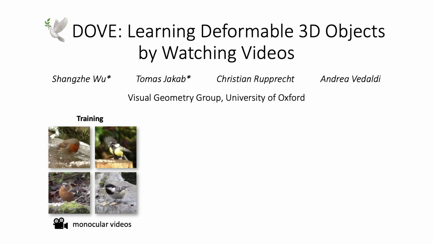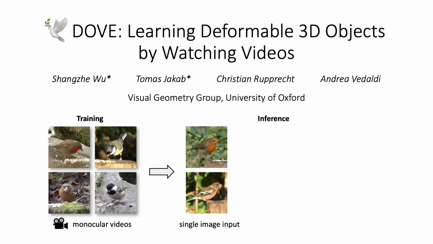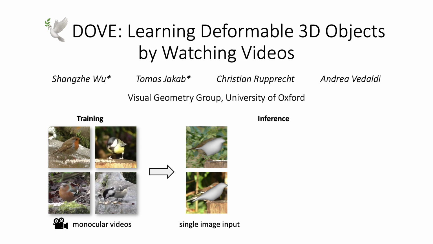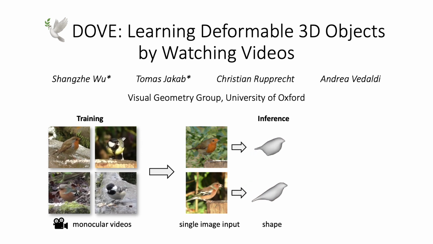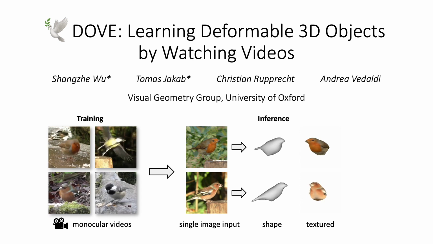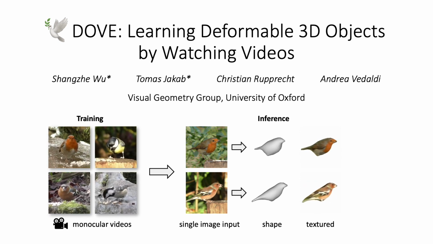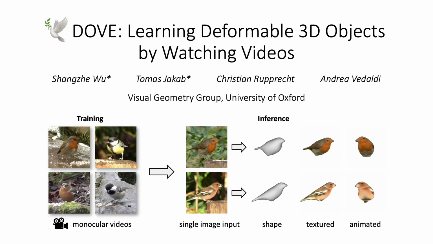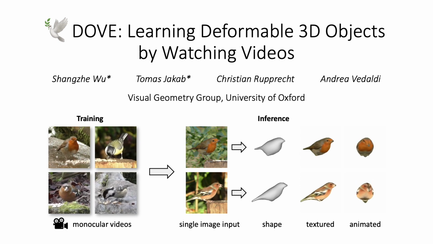In this paper, we present a model that learns to reconstruct deformable 3D objects from monocular videos. After training, the model is able to predict articulated 3D shape, pose, as well as texture from a single image, which allows for animation and novel view rendering.